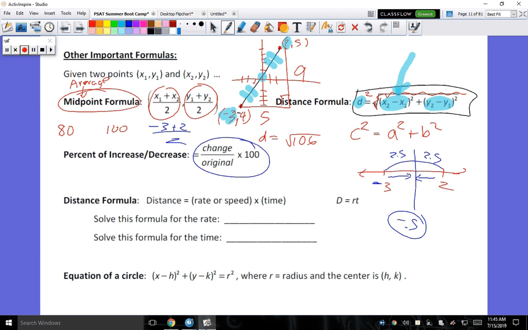We have the percent change. As far as increase or decrease, it's the change over the original times 100. Okay, so let's say that I went and bought a video game for $60. But I ended up paying $65 for it. You with me? What would be the change if I paid $65 for it? $5. What's the original? 60. And if I multiply it by 100, it's going to tell me what the percent increase would be.